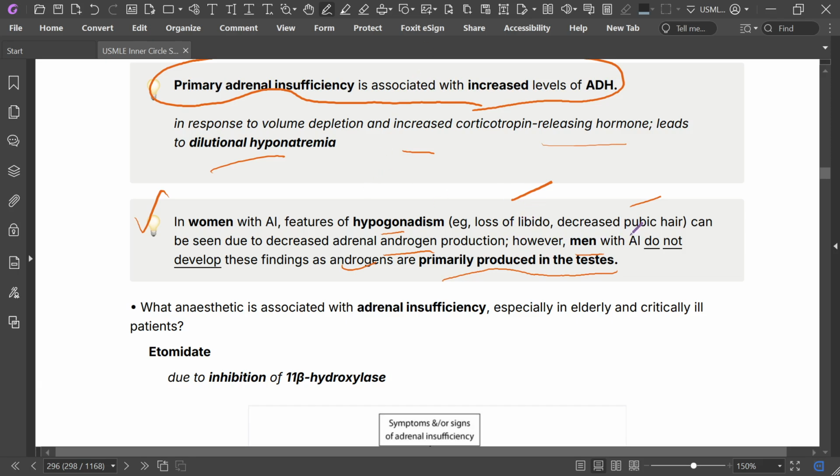Men with adrenal insufficiency do not develop these findings, like loss of libido and decreased pubic hair. These are for females, not for males, because androgens are primarily produced in the testes. But in females, loss of libido and decreased pubic hair can be seen due to decreased adrenal androgen production.